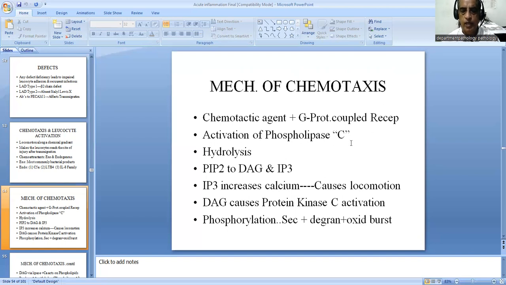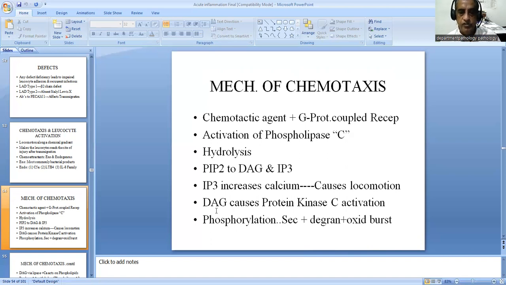It causes activation of phospholipase C, which by hydrolysis causes conversion of phosphatidylinositol bisphosphate to DAG, diacylglycerol, and inositol triphosphate. Now this IP3, this is very important. It causes an intracellular increase in calcium by drawing calcium from outside. And this is responsible for changing the structure, the cytoskeletal rearrangement, and causing more locomotion. The pseudopods are produced, causing the leukocyte to move along the gradient. So this is the most important action that we are concerned with today.